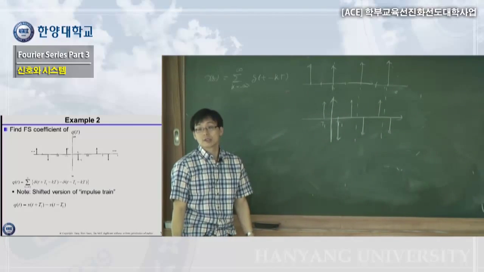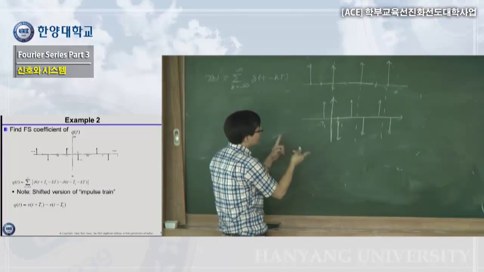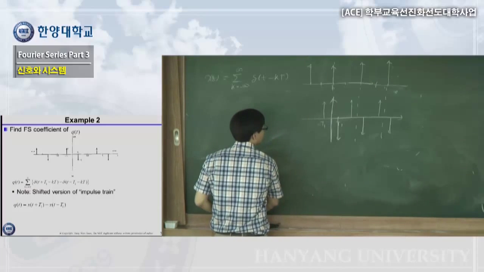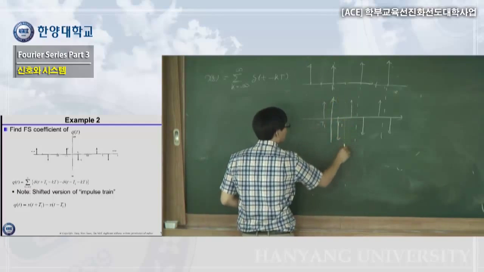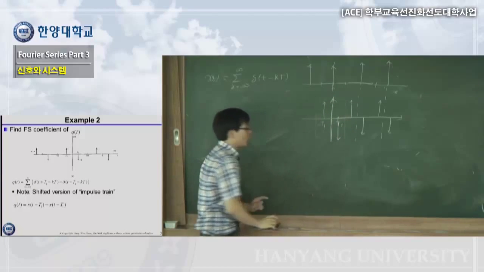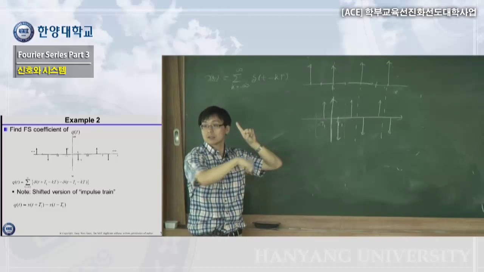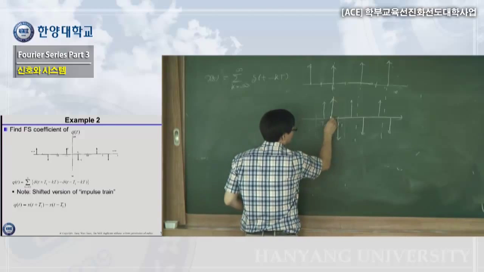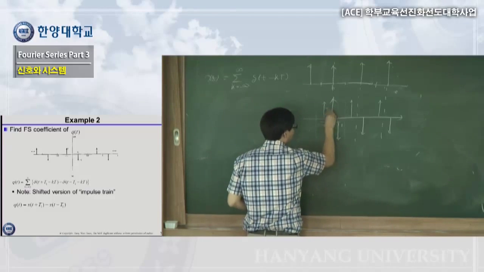Could you figure out the difference? In this second example, the set is this. This is a set. They are pointing up, pointing down. There's a sequence, and from the center they have a spacing of t1.